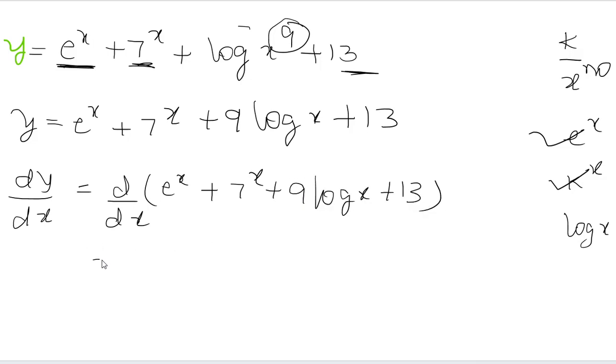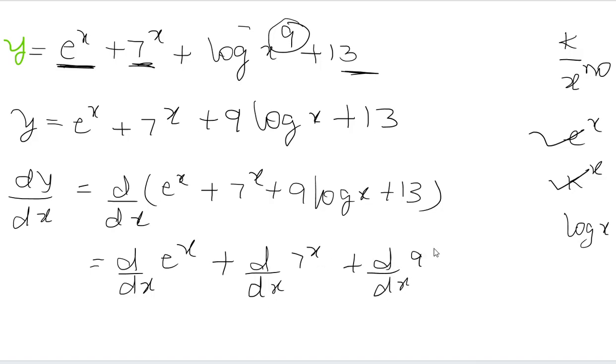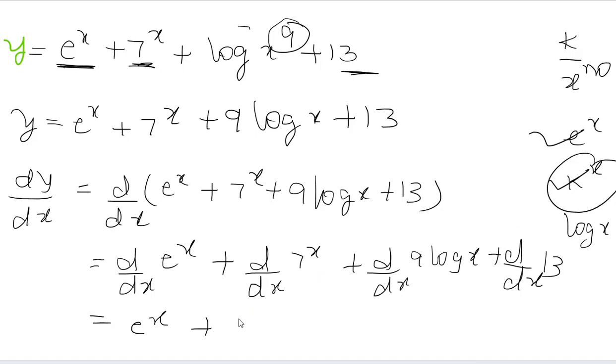Now I share the derivative. This will become d by dx of e raised to x plus d by dx of 7 raised to x plus d by dx of 9 log x plus d by dx of 13. Now the derivative of e raised to x is e raised to x. Derivative of 7 raised to x falls under the k raised to x category. This is same as 7 raised to x log 7.